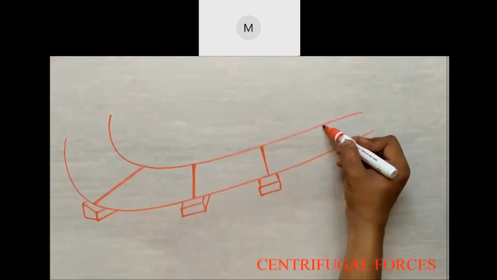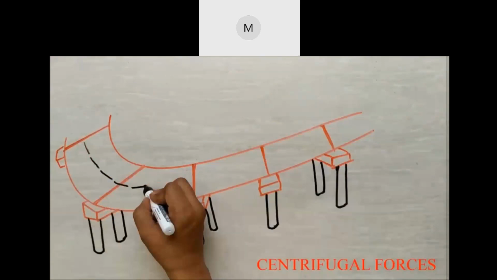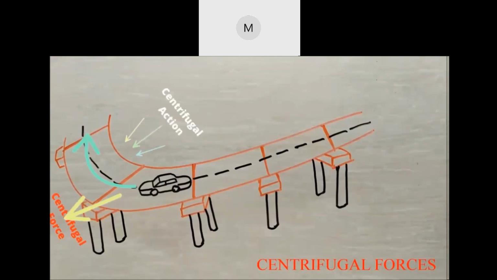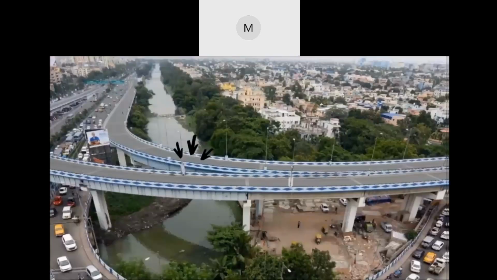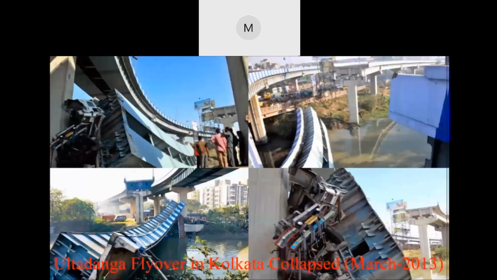Centrifugal forces, which is the apparent force in the outward direction on any object in a rotating frame. When a bridge is situated on a curve and a vehicle crosses it with a velocity, centrifugal force will act. All portions of the structure will be affected by the centrifugal action of the moving vehicle. By this effect, the Ultadanga flyover in Kolkata collapsed in March 2013 while a heavy goods truck crossed the flyover under the curve stretches. The bearings under the 40-meter steel girder couldn't resist the centrifugal action and crashed into the canal 7 meters below.